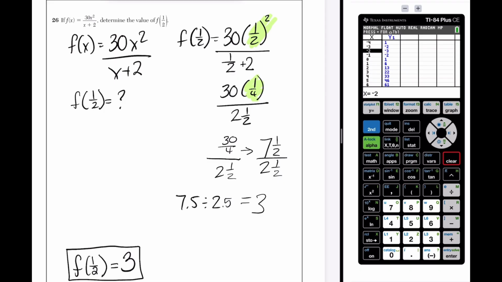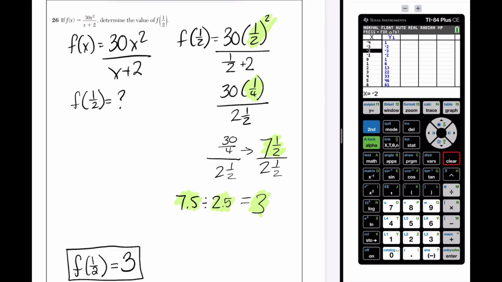The same way, if you're not sure how to turn 7.5 into a fraction, you could just put 1 divided by 2 and you'll get the 7.5. And again, if you want to do this part, that's fine in the calculator. Just make sure you're writing the full expression.